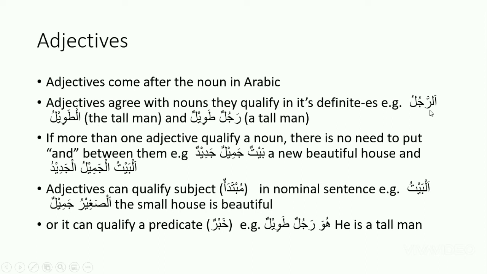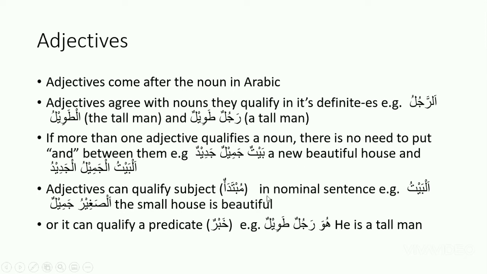The first thing you notice is ar-rajulu, the noun comes first, then the adjective. And the second thing is that both are definite. And then another example is rajulun tawilun. Again, the noun comes first, and here the adjective is indefinite because it has to agree with rajulun in terms of being indefinite. Also, if there's more than one adjective qualifying the noun, we don't need to put and in between. So for example here, baytun jamilun jadidun, a new beautiful house. Or al-baytu al-jamilu al-jadidu, the beautiful new house.